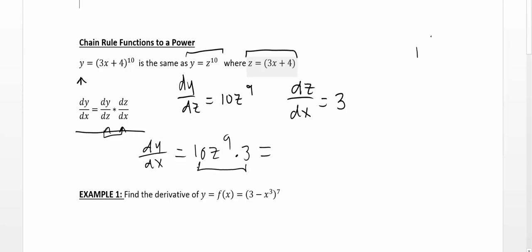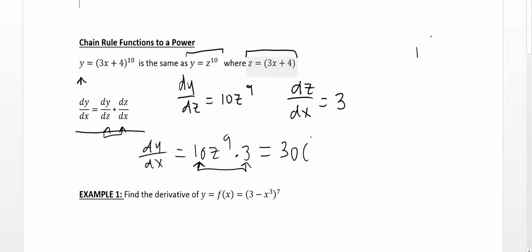Now, whenever we have constants that are multiplied together in part of a function, we can combine them for simplicity. So we're going to multiply that 10 and that 3 together to give me 30. But now I have z to the 9th.